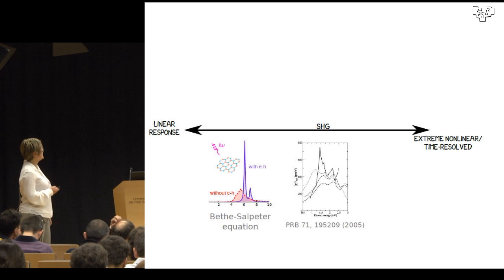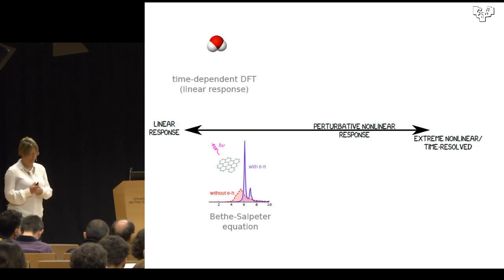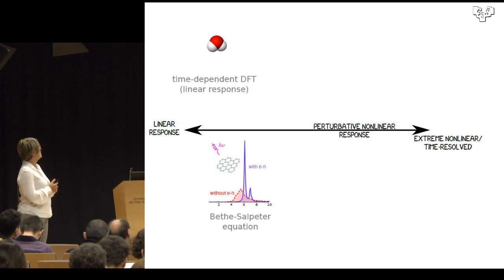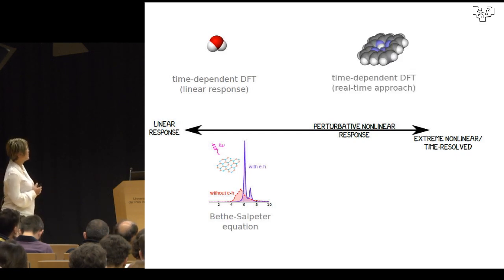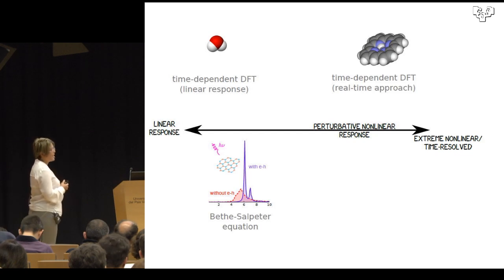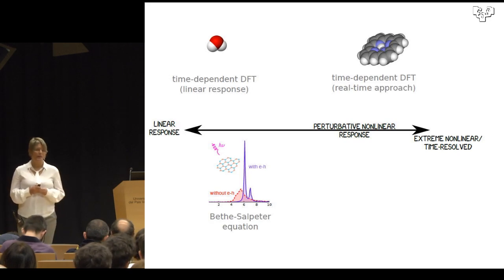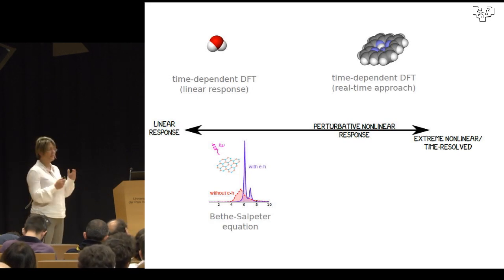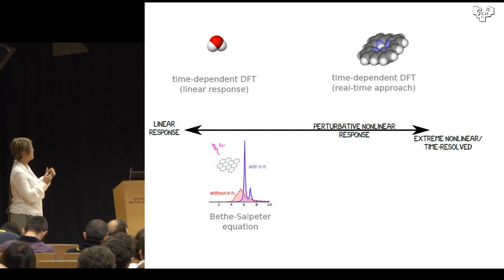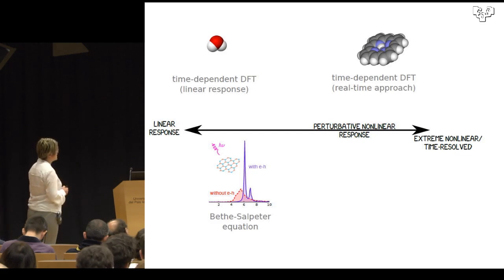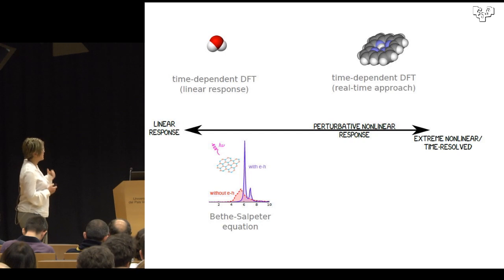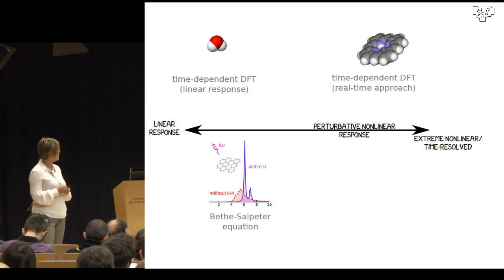On the other hand, if we go to the other method to calculate optical properties, we have both linear response time-dependent density functional theory, but also implementations and codes available for the real-time approach. The real-time approach has the advantage that it can treat linear and nonlinear optical properties on the same footing, and even aspire to go beyond, to extreme nonlinear and time-resolved spectroscopy.